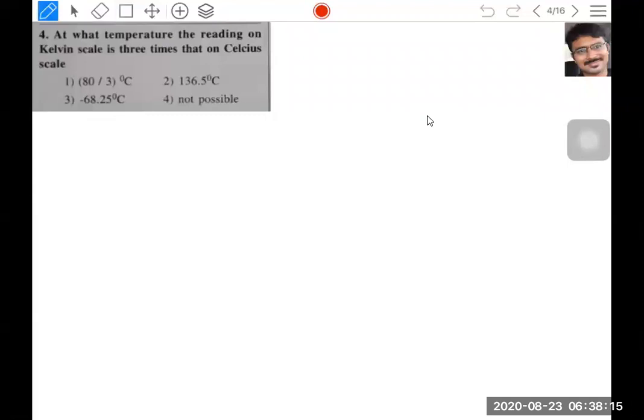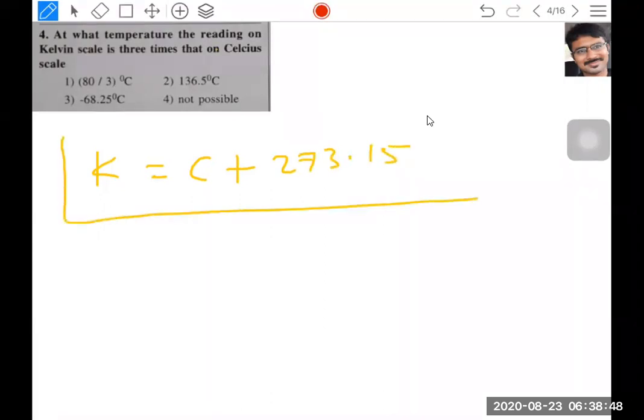Immediately I have to know the relation between Kelvin and centigrade. Yes, Kelvin and Celsius, because in the question they mentioned one scale as the Kelvin scale and the other as the Celsius scale. As they mentioned the Kelvin scale and Celsius scale, immediately I have to take the Kelvin and Celsius scale values. What is the formula first? First of all, the formula is K is equal to C plus 273.15. This is the formula for the Kelvin scale and Celsius scale.